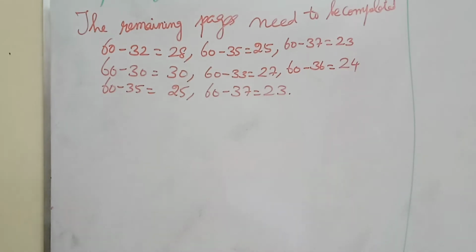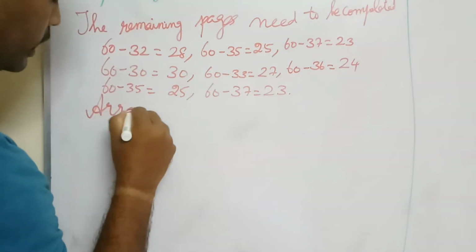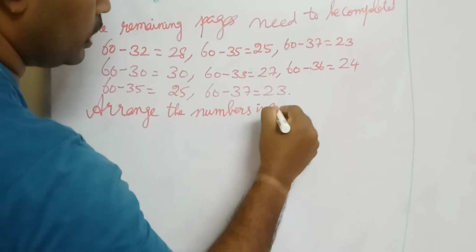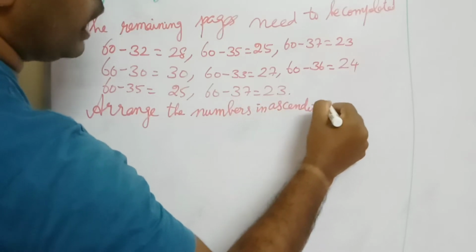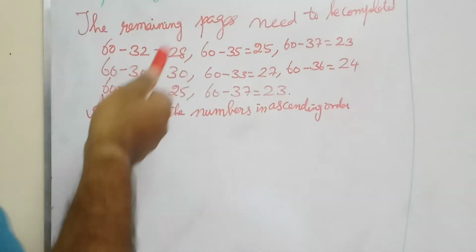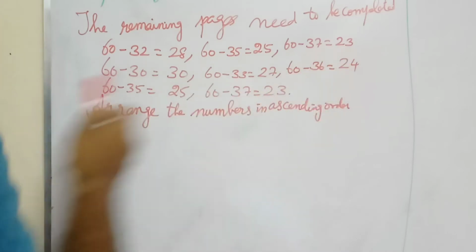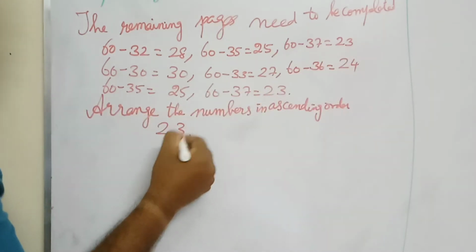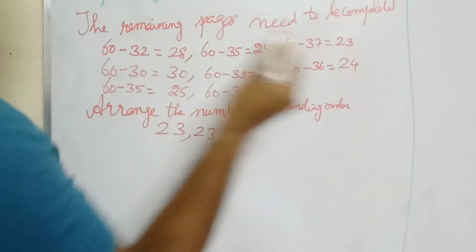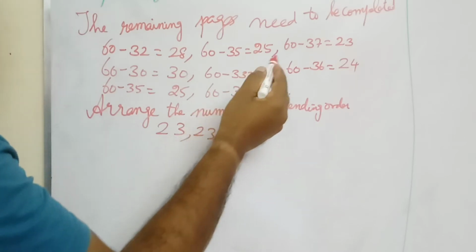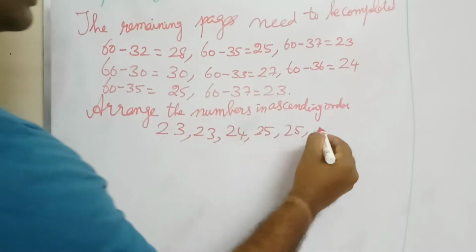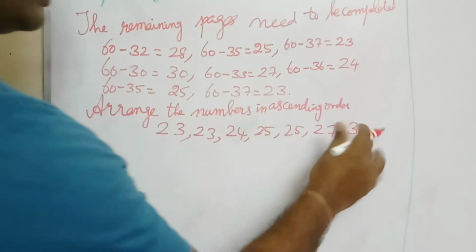Now we need to arrange the numbers in ascending order. Ascending order means smallest to largest number. So smallest number is first one what? 23. Next is 23. Next 24, any number is there? Yes, 24. Then next 25, 25. Next is 27. Next is 28.